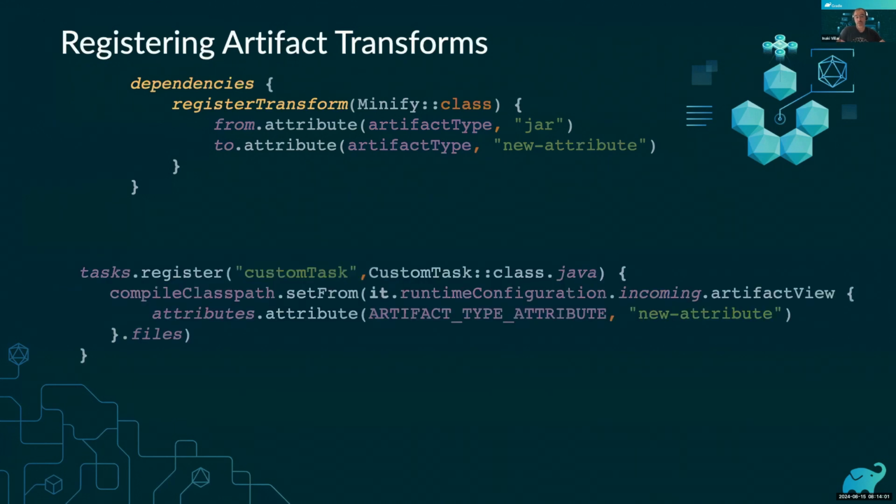Finally, we need to create or define the task that requires the transformed artifacts. In this case, we are declaring the artifacts of the runtime configuration. We are defining that the runtime configuration will consume artifacts with the new attribute.